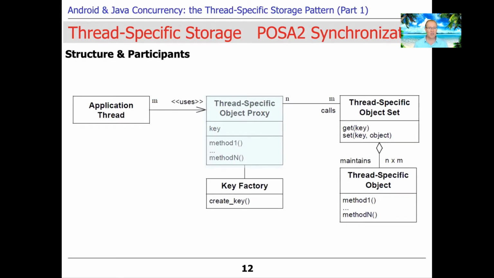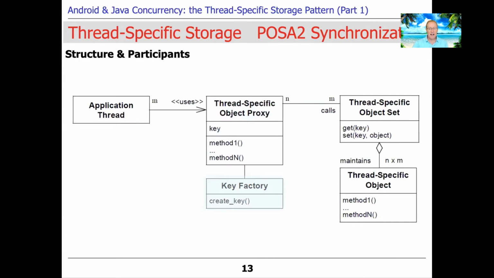And this is just intended to make the whole thing look like you're making a method call on a global variable. So it doesn't look any different from writing normal code. But in fact, under the hood, it's going to do some magic to make the actual method call be resolved in the context of a thread local object. So in the context of the pattern we're talking about here, the Java thread local class would be a good example of the thread-specific object proxy.